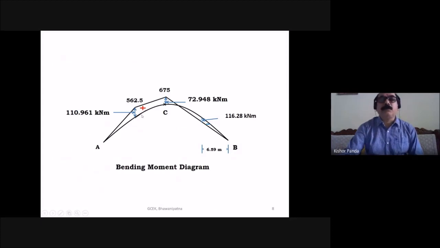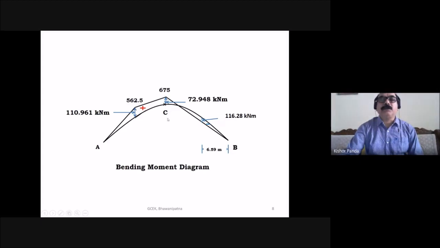This curve is due to the horizontal thrust, and this is due to the B moment diagram. So here this is the ordinate of the B moment, and this is the ordinate of the horizontal thrust, and the difference is the maximum positive moment here, 110. Similarly, at the crown, this is due to the B moment, and this is due to the horizontal thrust.